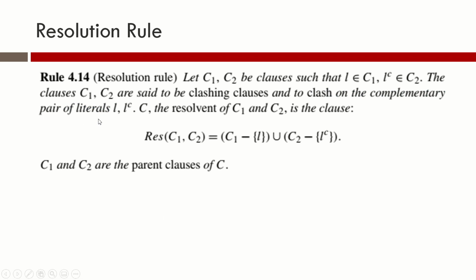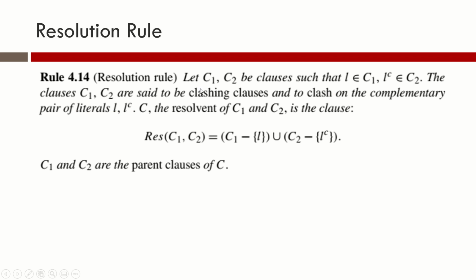So, the resolution procedure consists of applying the resolution rule repeatedly. What is the resolution rule? The resolution rule states that if you have two clauses C1 and C2, such that C1 contains a literal L and C2 contains the literal L complement, that is, a literal P in C1 and a literal negation P in C2, then the clauses C1 and C2 are said to be clashing clauses, and they clash on the complementary pair of literals L and L complement.